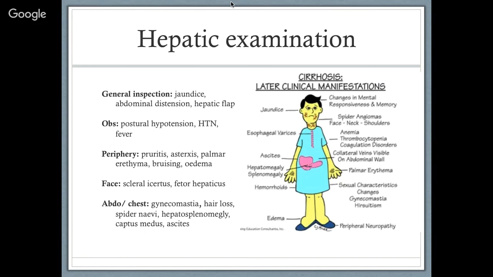But the one that I was thinking about was varices or dilated veins. And we talk about the three places. The one that you'll see most likely is the distended veins on the abdomen. Does anyone know the name for that sign? Yeah, caput medusae. Exactly.